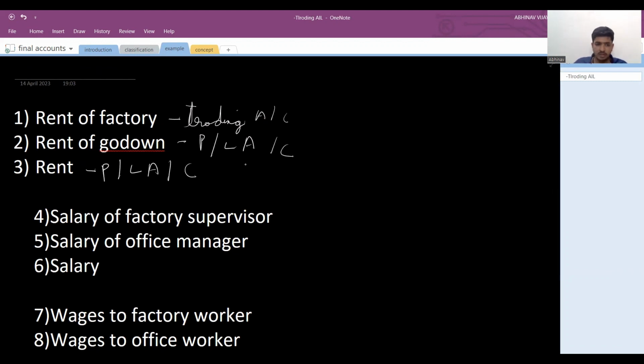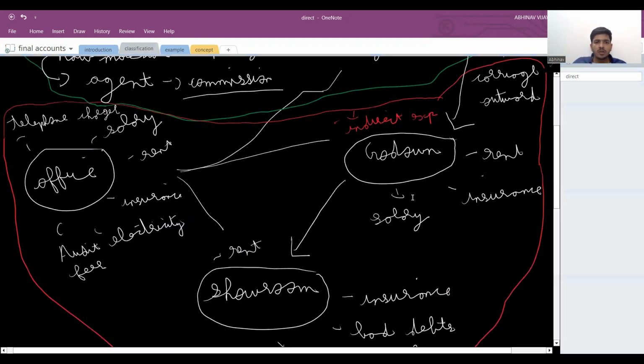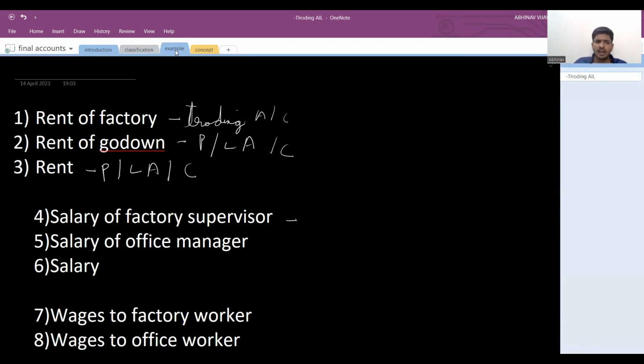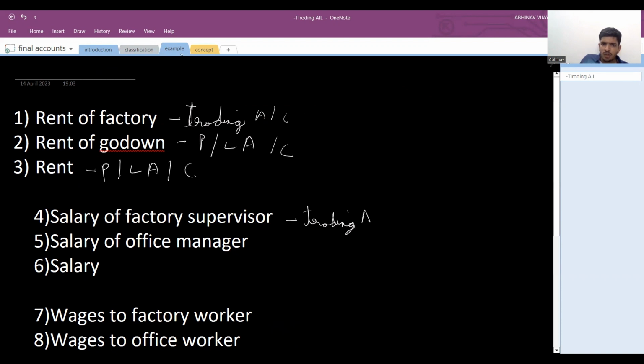Simple. Now next, salary of a factory supervisor. Now, as mentioned above, salary of a factory manager or factory supervisor is a direct expense and it's a normal direct expense. So it goes to your trading account. And salary of an office manager is an indirect expense. It goes to the P&L account. Now just salary.